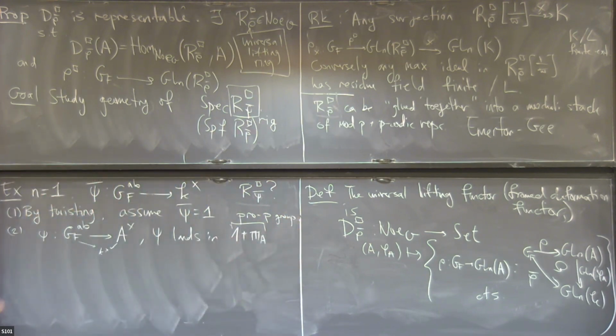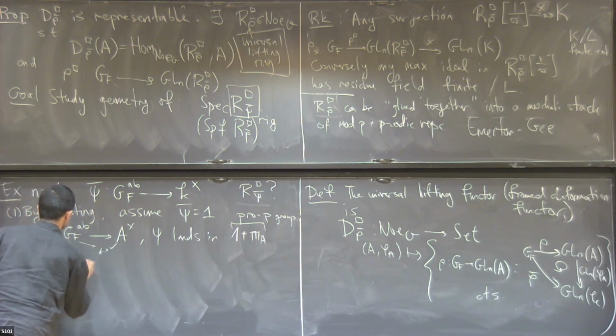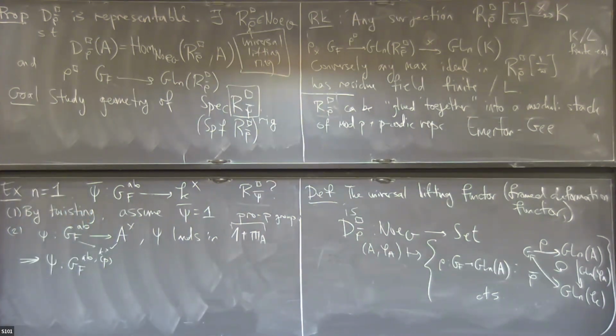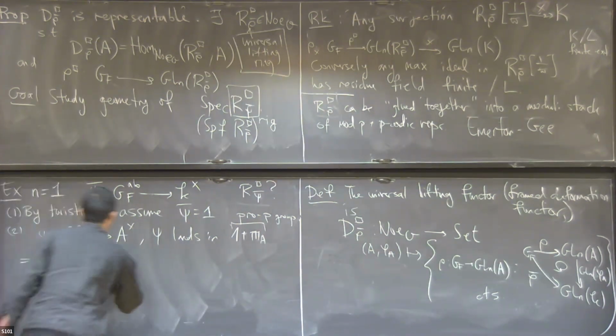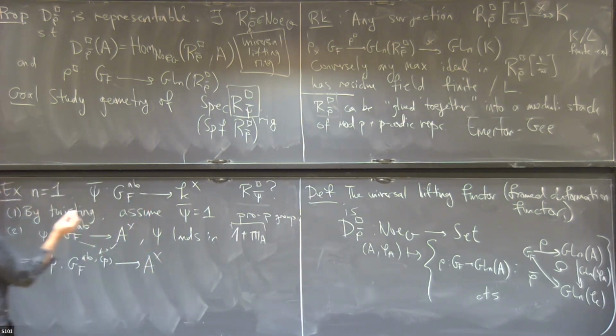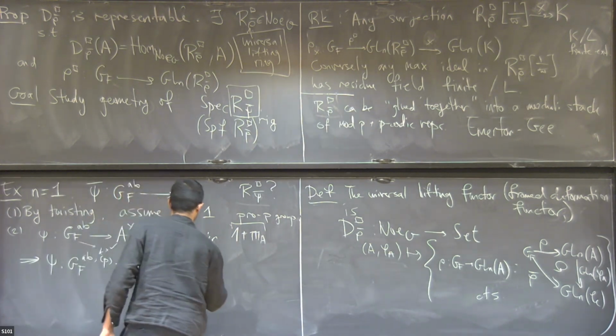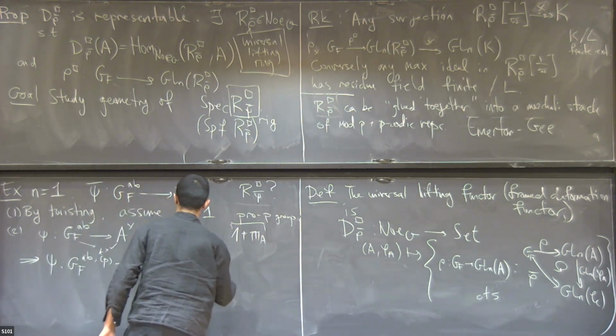And so that means that psi doesn't just factor through the abelianization, but it also factors through the maximal pro-p quotient of the abelianization into A cross. Okay. And now you can take this map and you can extend it to a map from the completed group ring.